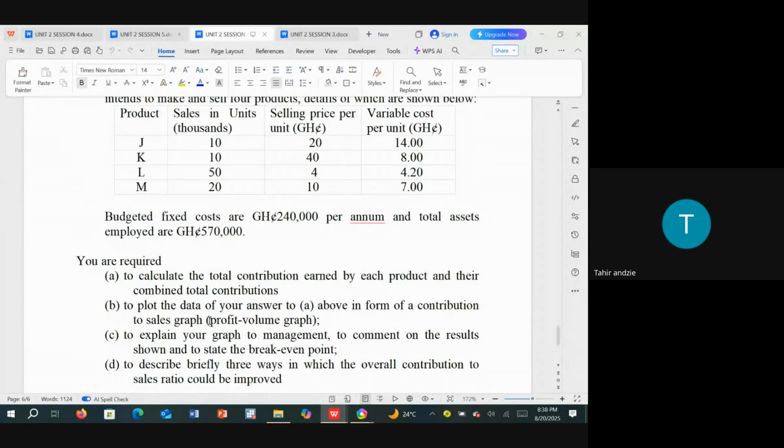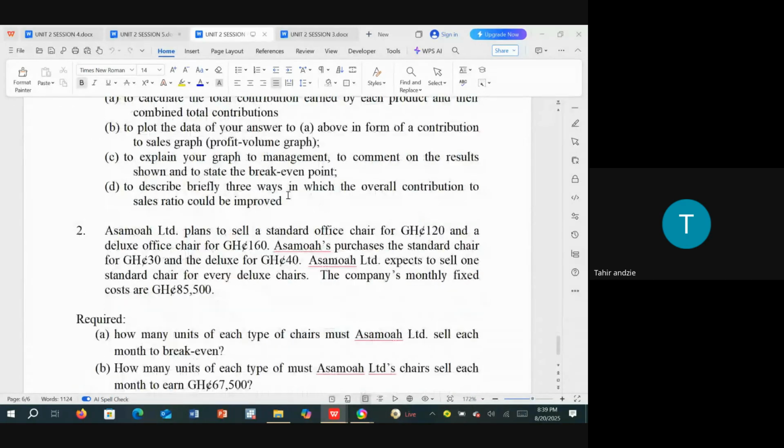Then for the plotting of this on the cost volume profit line, it is the same idea, but here the contributions are for combined products. So you start from product A, and it is a combined distance, product A, B, C, D leading up to the total contribution. Right. So don't worry about that question.